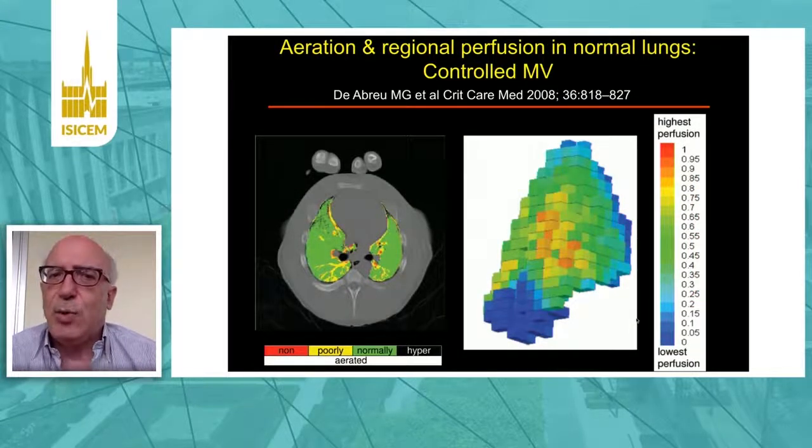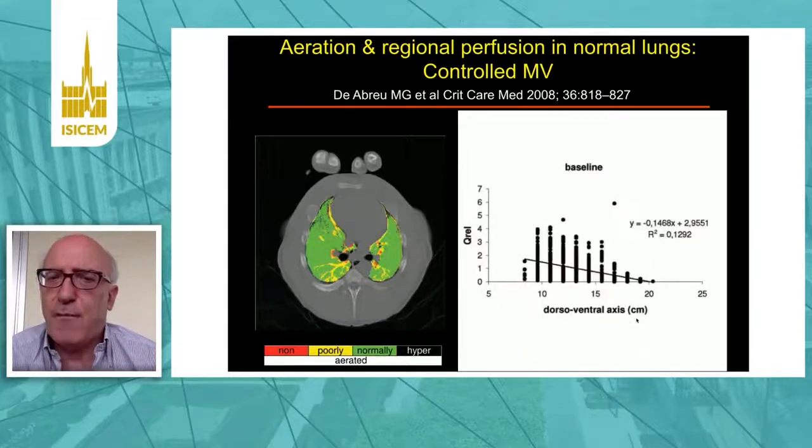These are data that we performed some years ago in the laboratory of Dresden of Professor De Abreu. This is the aeration in a normal lung, and we measured the regional distribution of perfusion by a specific microfluorescent technique. And you can see here that the distribution of perfusion was mainly in the dependent part of the lung in normal lungs during controlled mechanical ventilation, as well as occurs during spontaneous breathing.